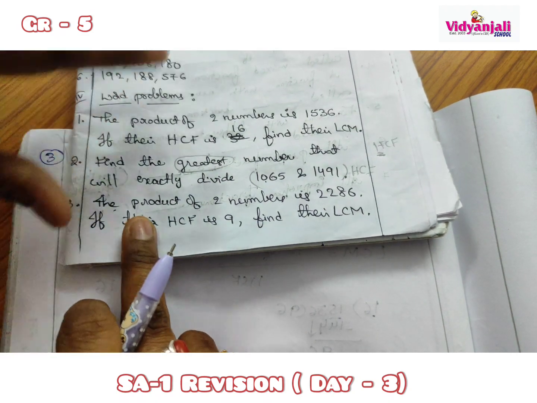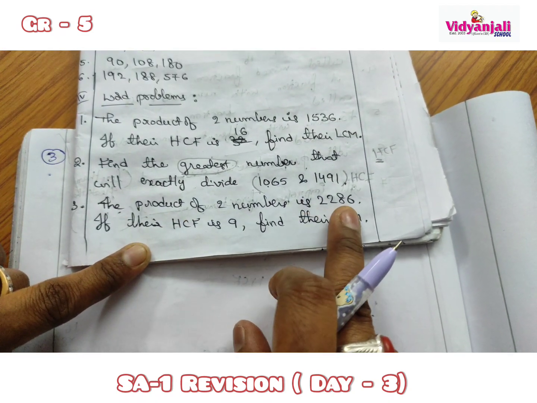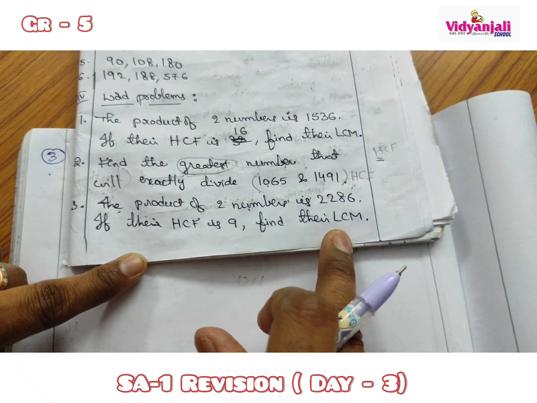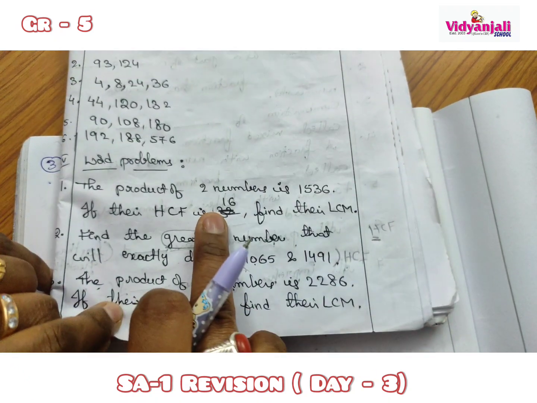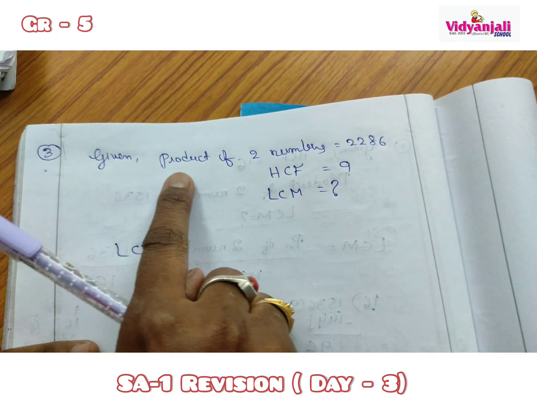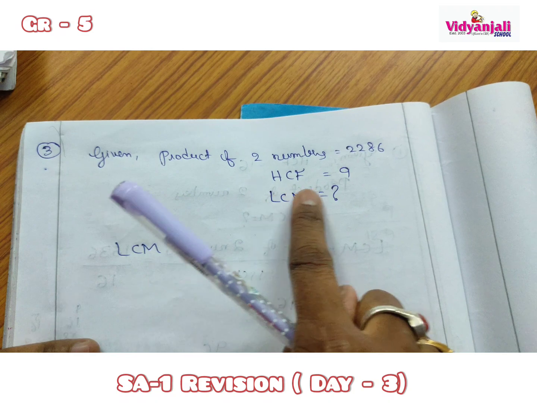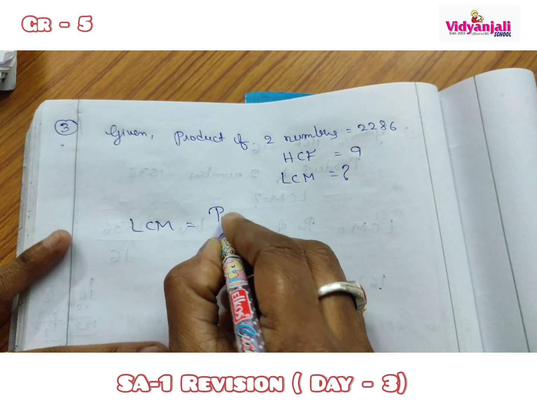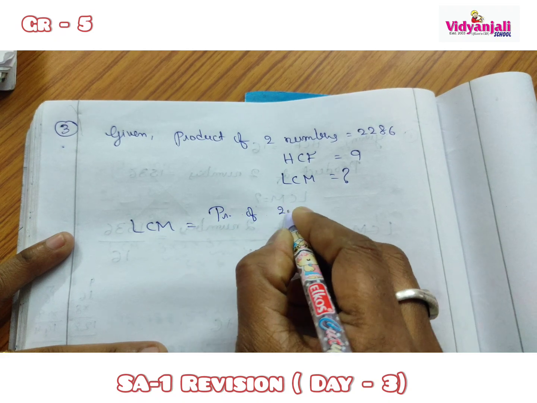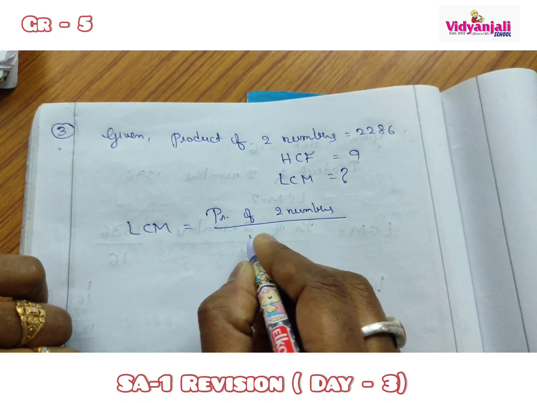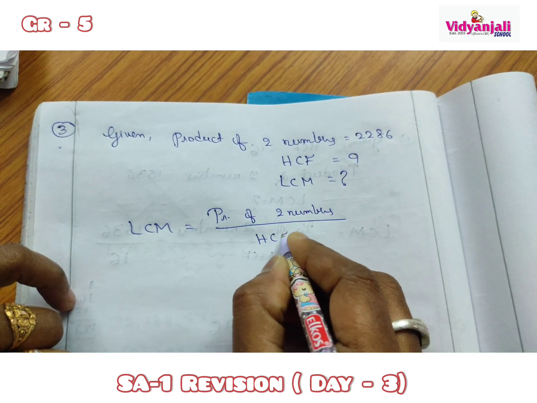Third question. The product of two numbers is 2286 and their HCF is given as 9. Find the LCM. Same type of question we discussed just before, right? So let's answer this. Product of two numbers is given, HCF is given. Then how to find the LCM? What is the formula, children? We know the formula, right? Product of two numbers by HCF.